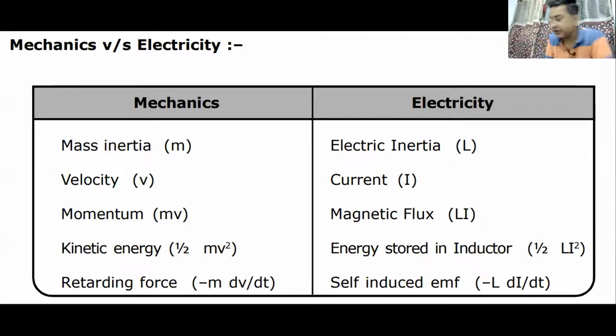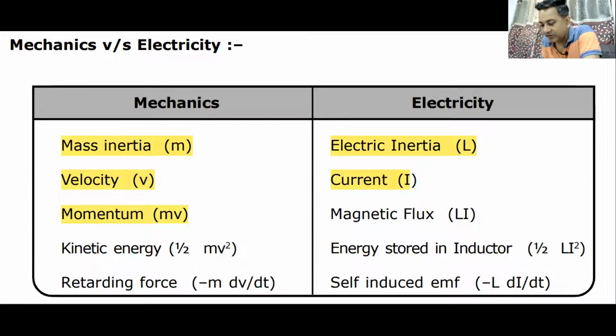You can look at this table and try to understand the equivalence between the terms that we had seen in mechanics and the terms that are there in electricity. If you call inertia as mass in mechanics, you can call electrical inertia as L. Inertia opposes change in velocity. Inductance opposes change in current. The other thing that you can say, inertia opposes change in momentum. Here you have change in flux or magnetic flux.